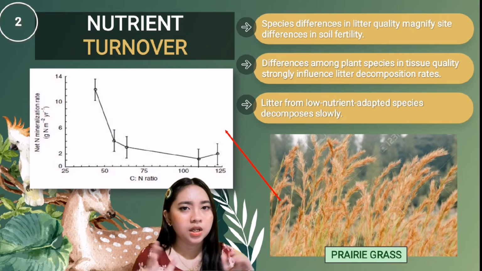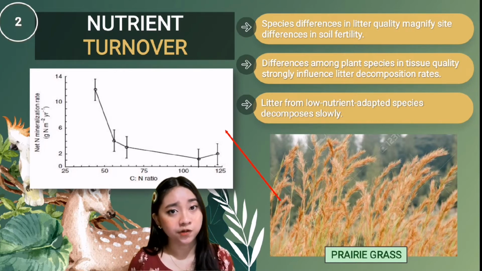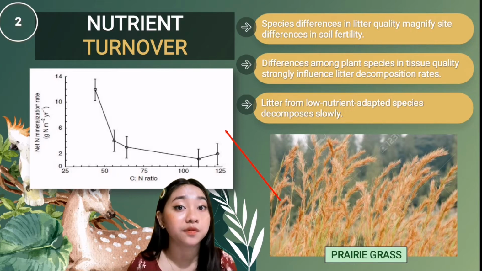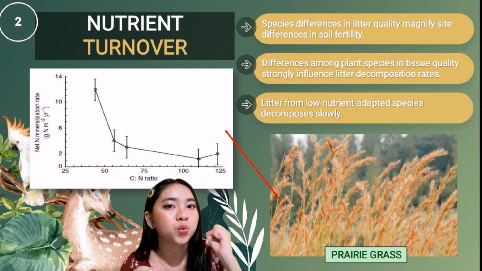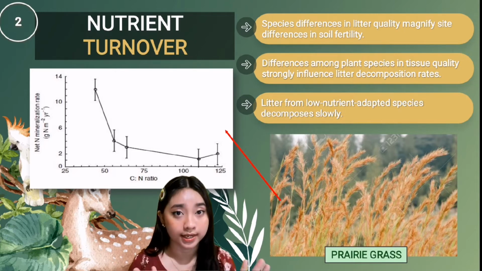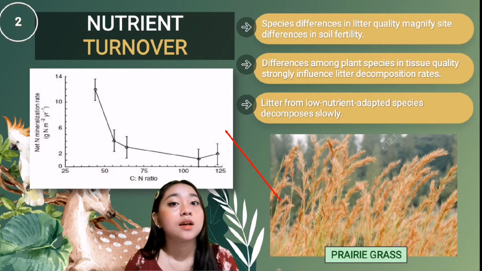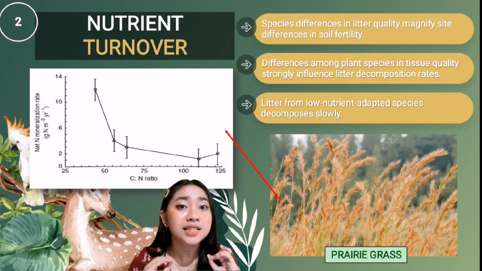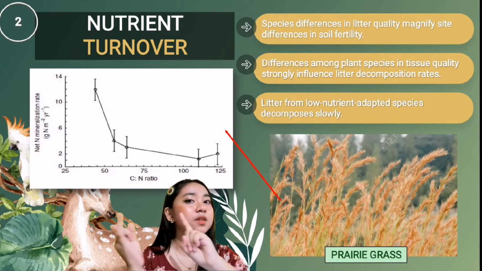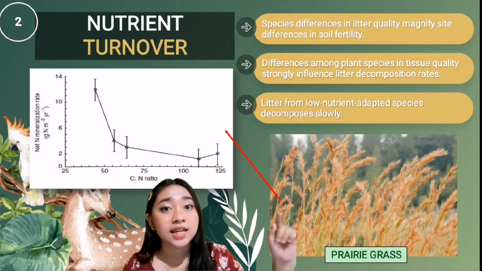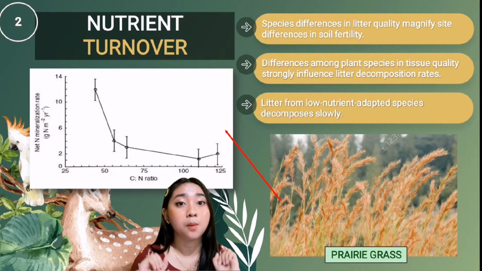Second, we have the nutrient turnover. Species differences in litter quality magnify site differences in soil fertility. Differences among plant species in tissue quality strongly influence litter decomposition rates. Litter from low nutrient adapted species decomposes slowly. It's because of the negative effects on soil microbes of low concentrations of nitrogen and phosphorus and high concentrations of lignin, tannins, waxes, and other recalcitrant or toxic compounds.